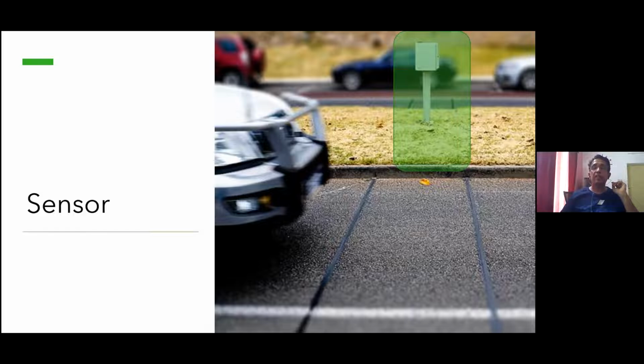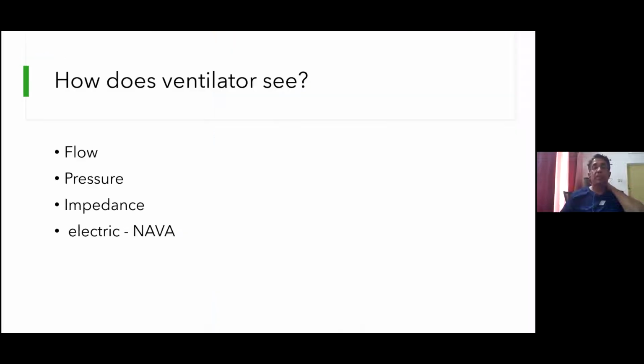Then the sensor can see that the car is coming and send a signal to the traffic light to say the car is coming. Similarly, in a ventilator, the ventilator can sense by the flow of gases in the circuit. So if the baby tries to make an inspiratory breath and pulls in, that pulling in is sensed as a trigger, a signal, and sent to the ventilator.